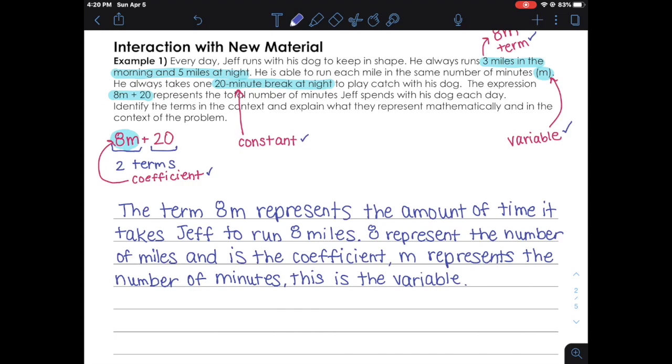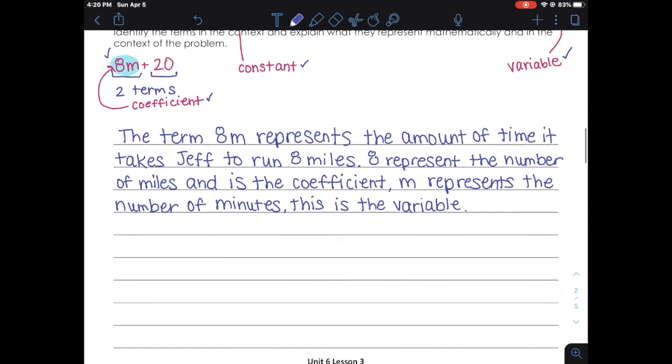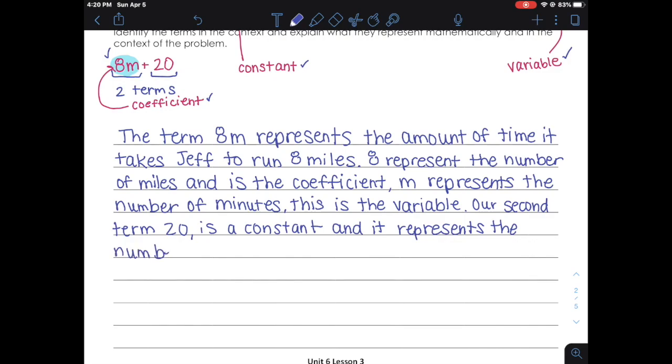Okay, our second term, so we've already used this one, the first one. Okay, so our second term, 20, is a constant. And it represents the number of minutes Jeff plays catch with his dog.